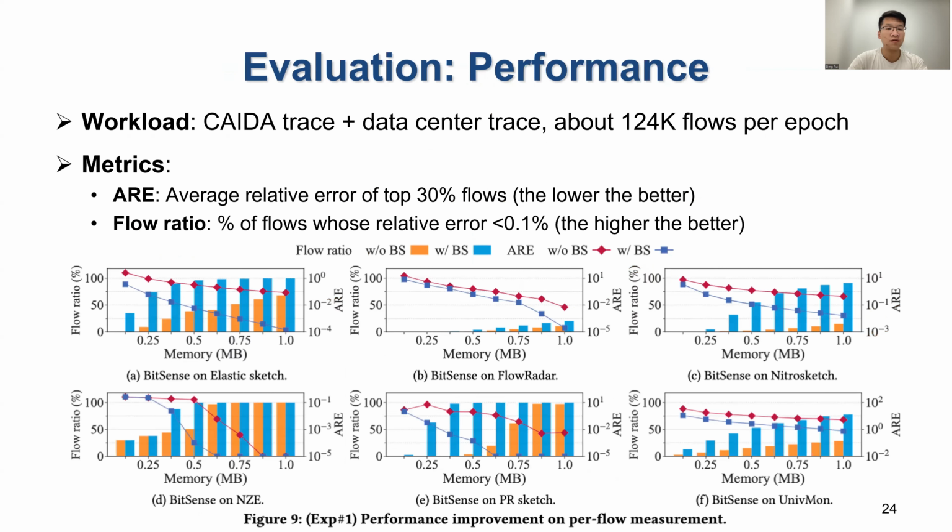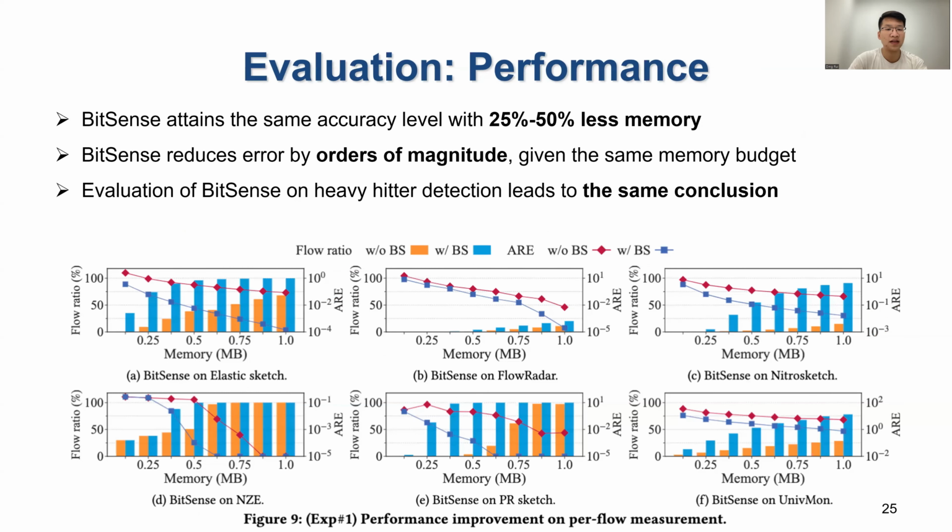The next results show that BitSense improved the performance of existing sketches. Here, we test the accuracy of flow size estimation. Our workload contains both the Kata trace and the data center trace. Following the measurement convention, we use ARE and flow ratio to show the accuracy level. A lower ARE is better, while a higher flow ratio is better. We present the result on 6 sketches here, where we obtain 2 findings. First, BitSense attained the same accuracy level with 25 to 50% less memory. Second, given the same memory budget, BitSense reduces error by orders of magnitude.